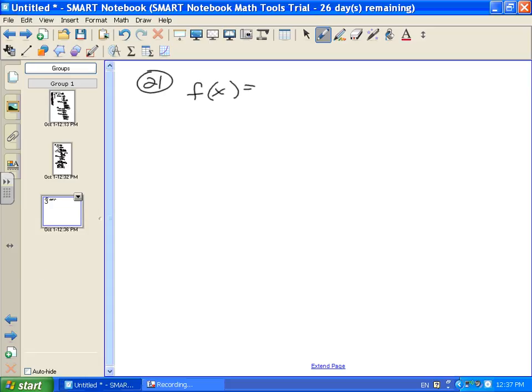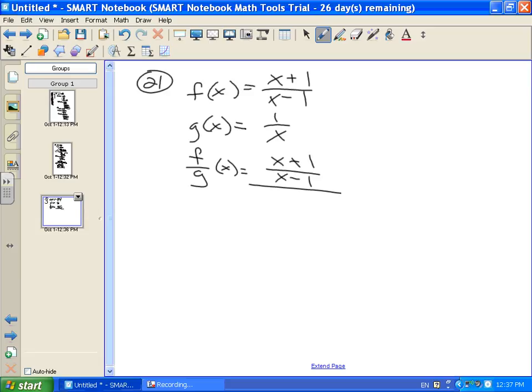Okay. This one's a little bit harder than the last one. Okay, so we want to divide these two functions. So f over g of x. So that's going to be f of x over g of x. Now, when you have a fraction divided by a fraction, what do you do with that? Multiply by the reciprocal. So I go x plus 1 over x minus 1 times x over 1. And that's going to get me x times x plus 1 over x minus 1. And if you want to distribute that through, you're allowed to do that too. Or if you want to leave it that way, I'm okay with that.